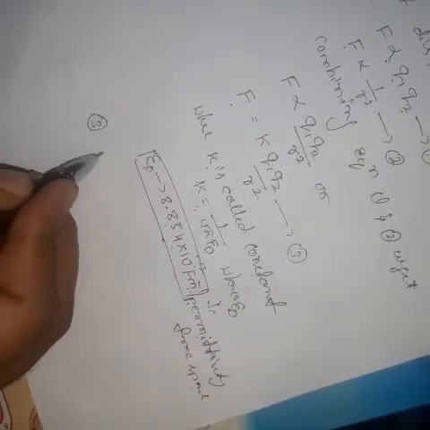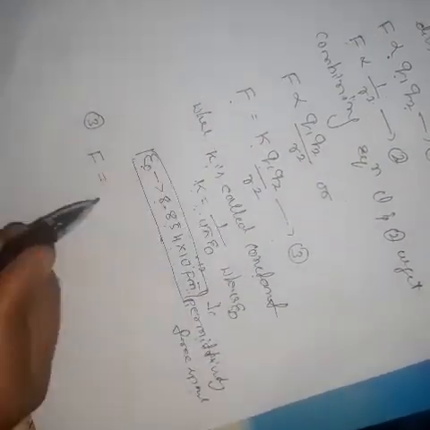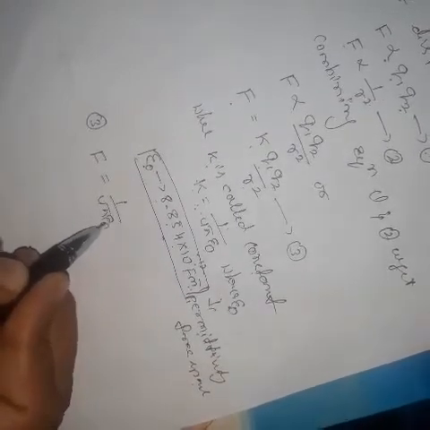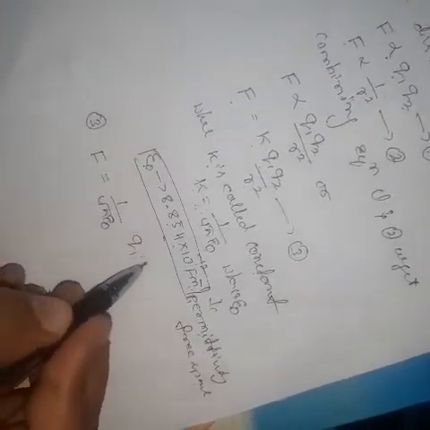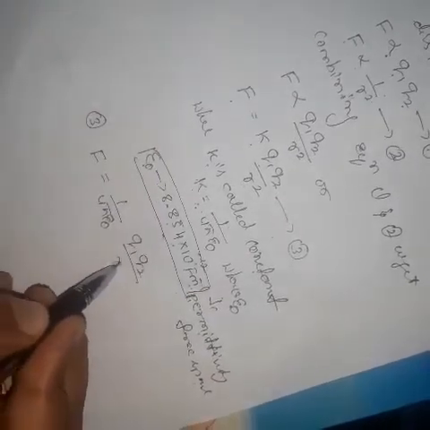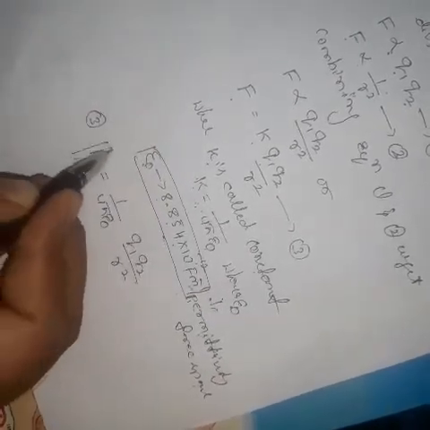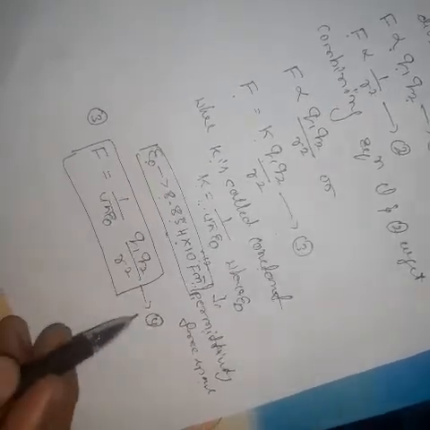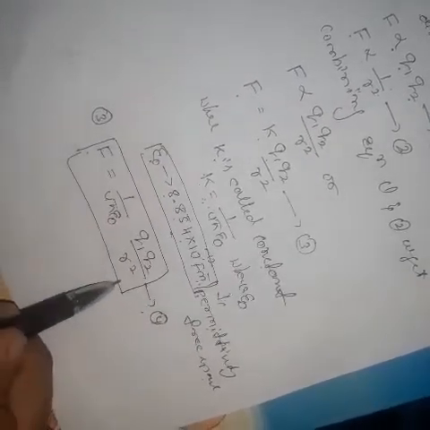Equation number 3: the Coulomb force is equal to k, which is 1 by 4 pi epsilon naught, times the product of charges q1 and q2, divided by the square of the distance between them. This is equation number 4. Equation number 4 is called the Coulomb force equation.